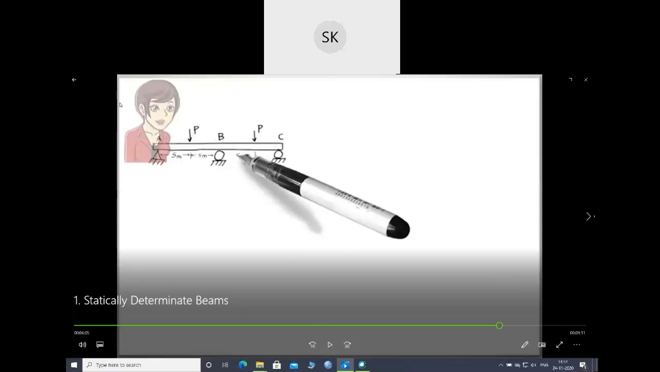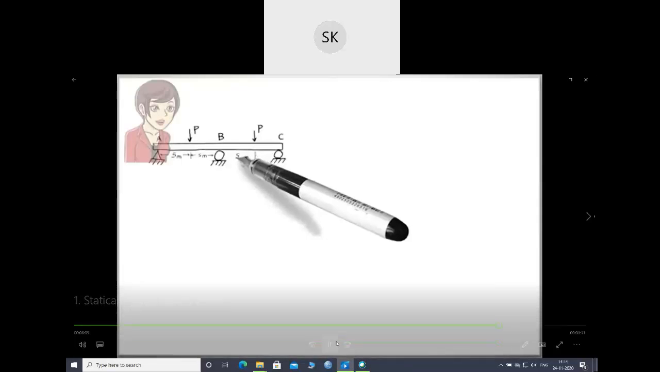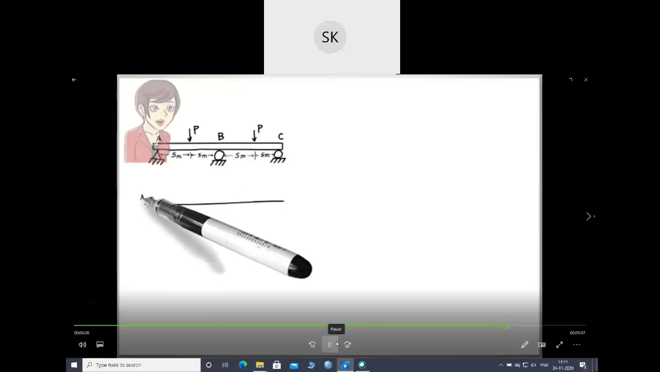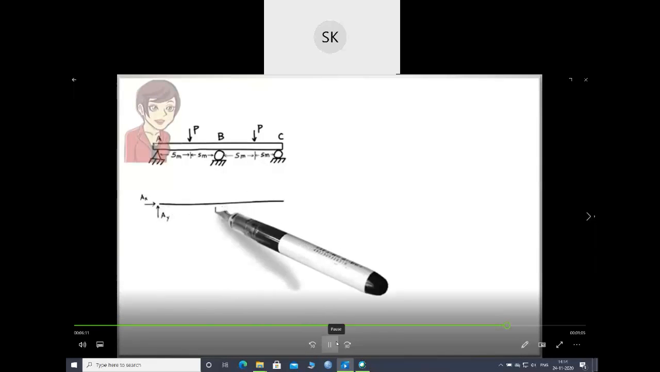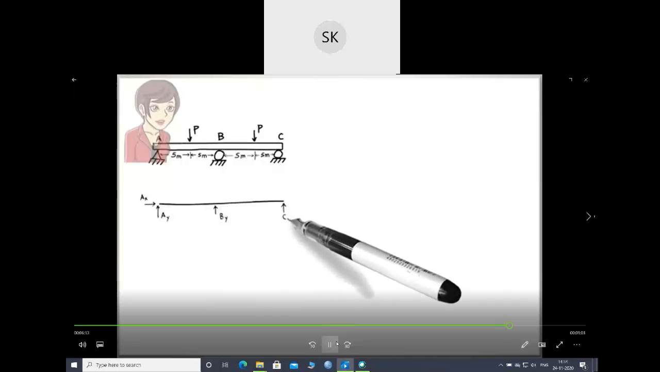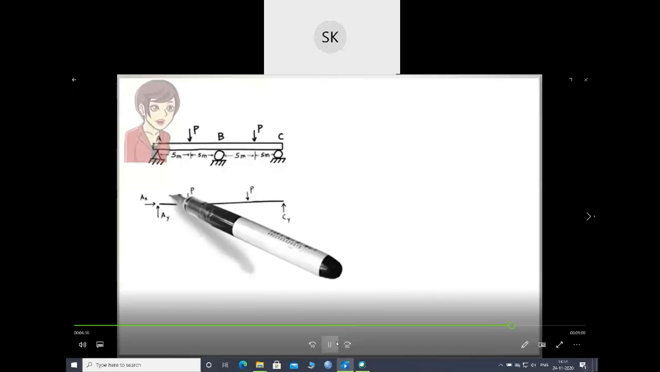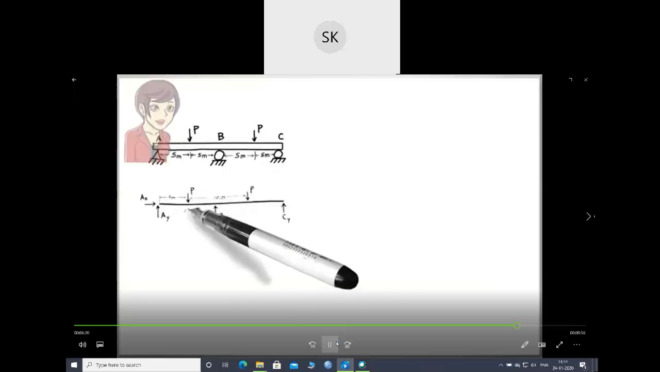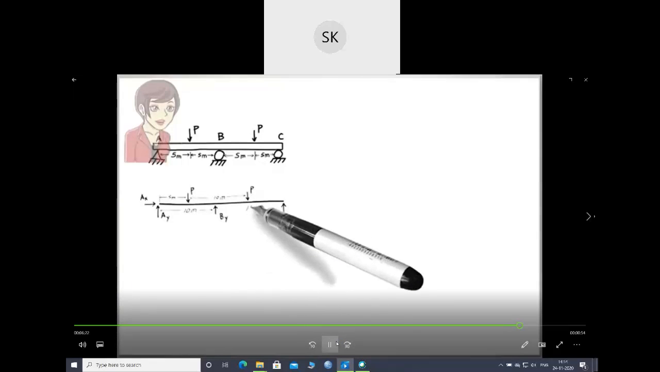So let's see this continuous beam. This is a continuous type of beam subjected to two concentrated loads. To analyze the beam, we start by drawing its free body diagram. Note that the free body diagram of the beam shows all support reactions and external loads: two reactions for the pin support, and one reaction for each of the roller supports.